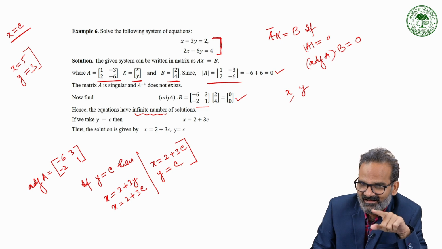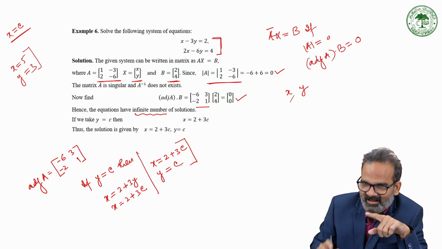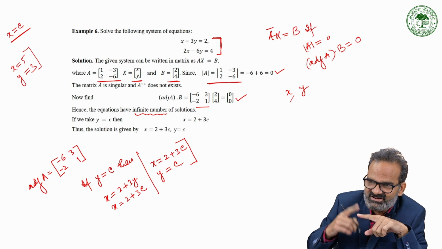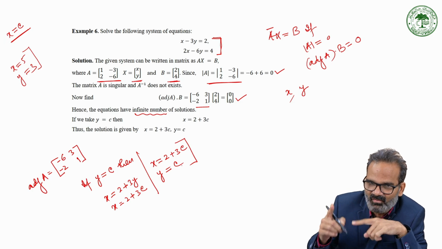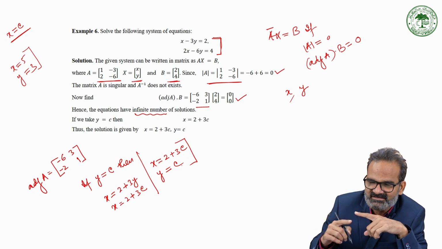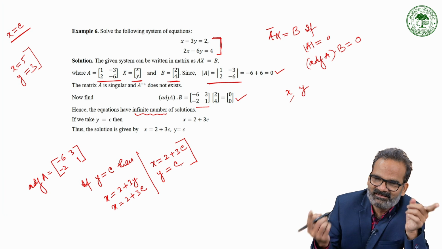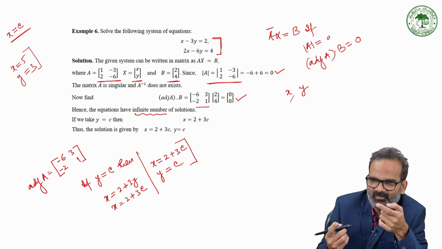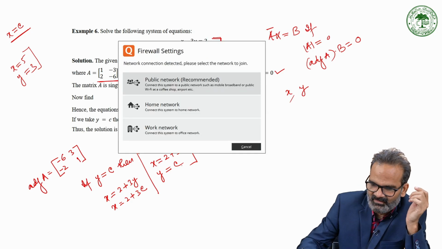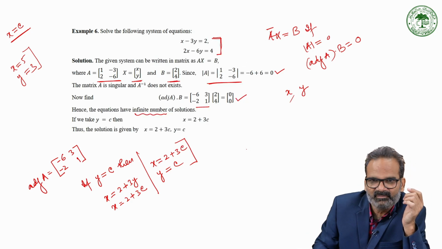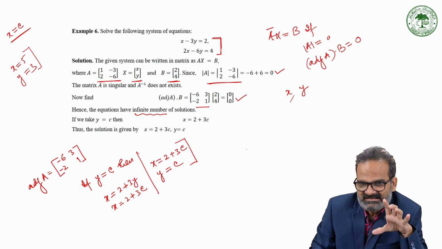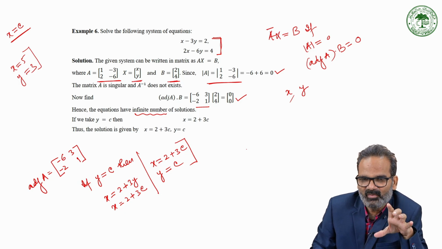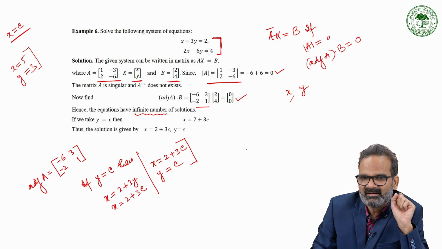C is here, and c being a constant, as the value of c will change, the values of x and y both will change. And naturally, c being a constant can have infinite many values. Therefore, x and y will also have infinite many values. In such cases, we say that the problem is having infinite many solutions.